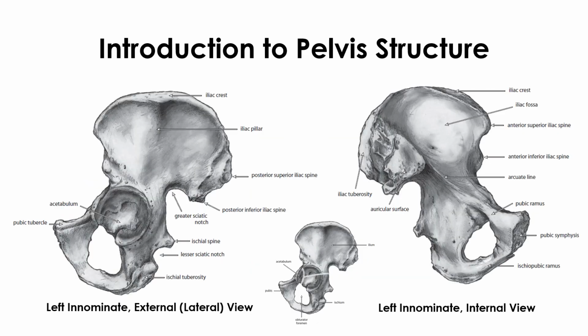Introduction to pelvis structure. Before we proceed to the next topic, determination of sex by pelvis, we have to learn some basic terminologies which are required to be memorized. The pelvis bone is basically divided into three parts. This is the first part. Here we can see the division, very important, a T-shaped division is given, which divides it into three parts.